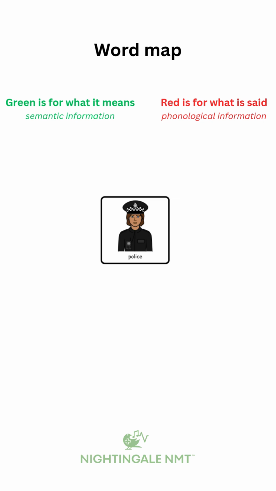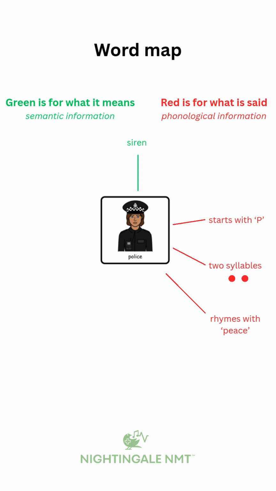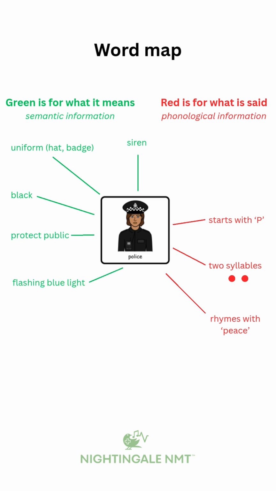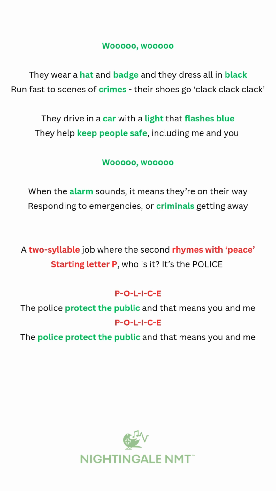So I considered those components I just mentioned there: starting letter, syllables, rhyme, and all the associations with the word police. So thinking about, for example, the police siren, things like their uniform and the colour, the blue flashing light, police car, responding to emergencies, etc. And this helped me flesh out some lyrics focused on supporting his understanding.